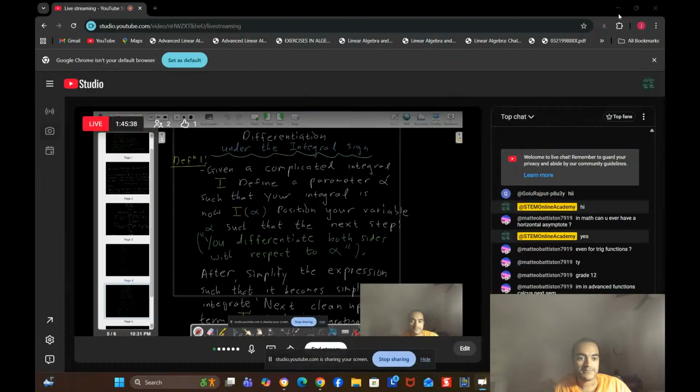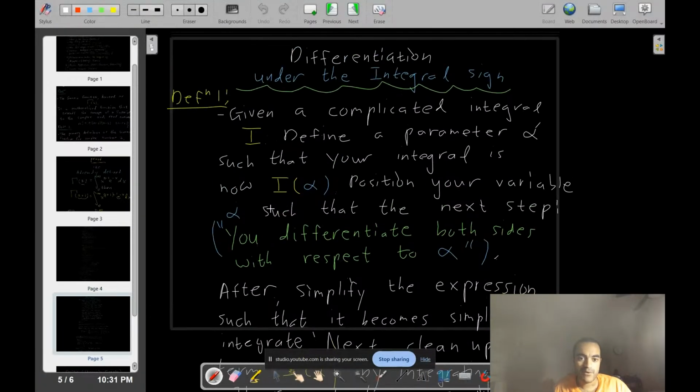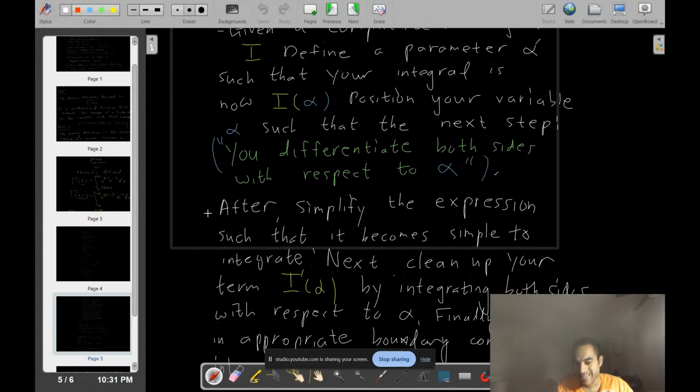All right. So that's part of the Feynman trick. This is called the Feynman trick, differentiation under the integral sign. So you have your capital I, which is your integral, whatever you're dealing with. Obviously, it's an advanced, complicated integral that you can't solve with elementary methods, so you use this method. You define a parameter alpha such that your integral is now I as a function of alpha. Position your variable alpha such that in the next step you are able to differentiate both sides with respect to alpha.